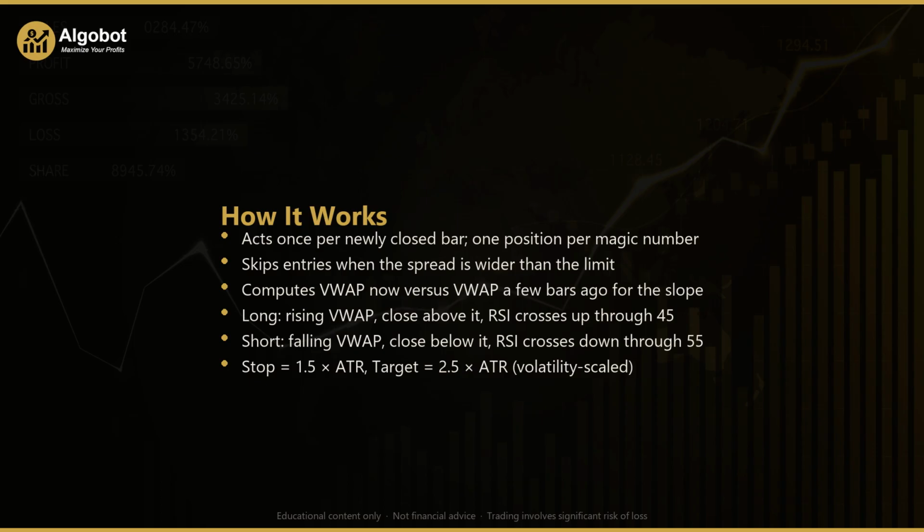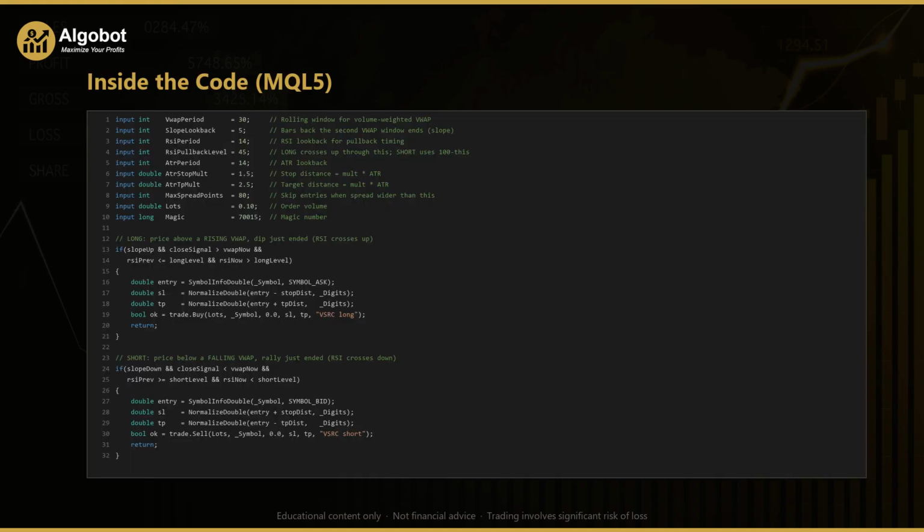Once the position is open, those two levels manage the entire exit. There is no separate trailing logic. The trade runs to its stop or its target. Let's look at the actual MQL5 code that runs inside MetaTrader. At the top, you can see the input parameters.